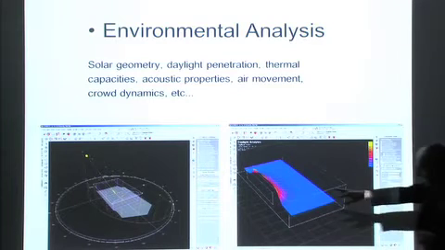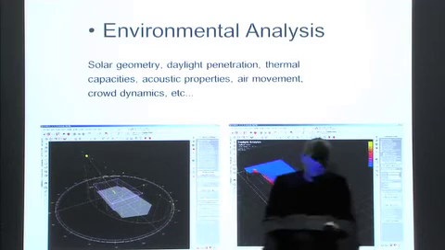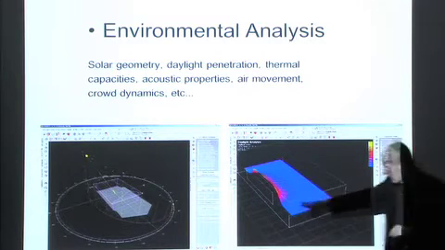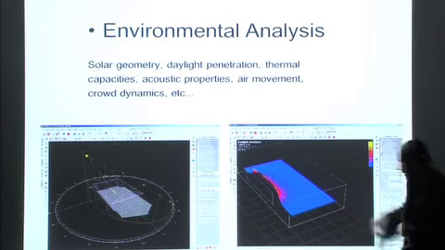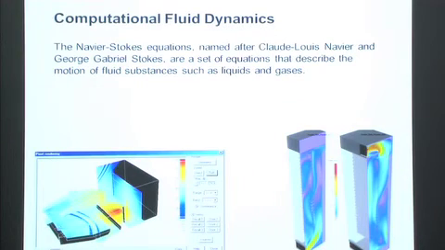So there's no excuse for not knowing where the sun is, because you can put your three-dimensional model into Ecotect. You can put yourself anywhere in the world, anytime, any place. It will give you an immediate analysis of the sun path around your building. And similarly, I think this one is for daylight penetration. So you make an opening in your structure, and you can analyze the amount of daylighting that you can achieve. What else have I got there? Acoustic properties.